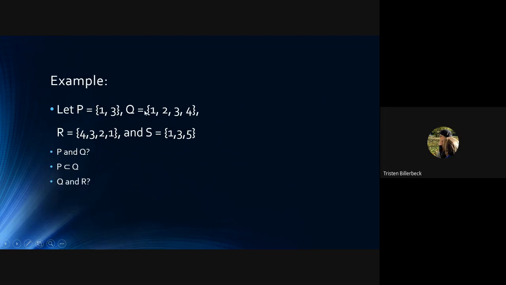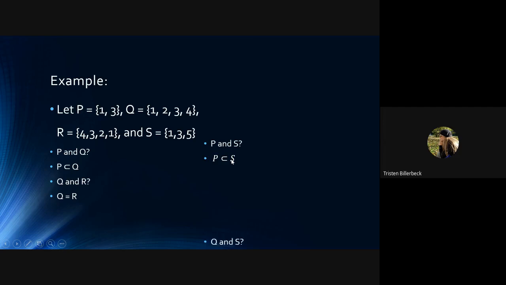Well, how do Q and R relate? Well, this is 1, 2, 3, 4. This is 4, 3, 2, 1. Hey, those are the same numbers. Q is equal to R. And P and S. So P, we have 1, 3. S has 1, 3. So there are 2 elements of P in here. So P is a proper subset of S.